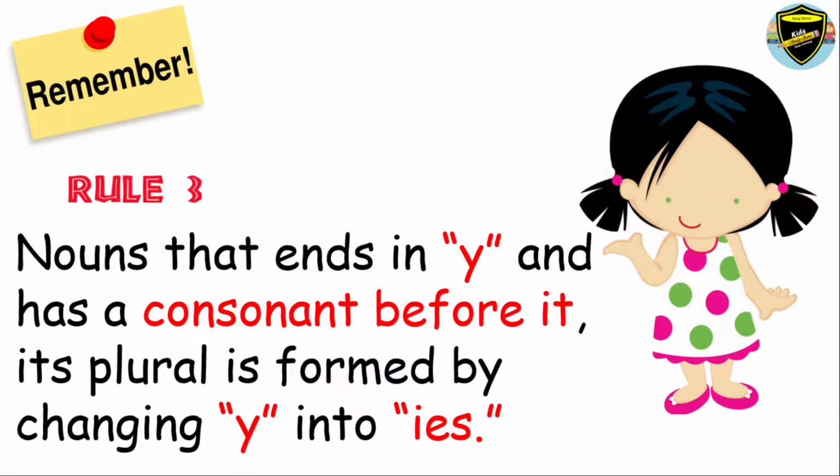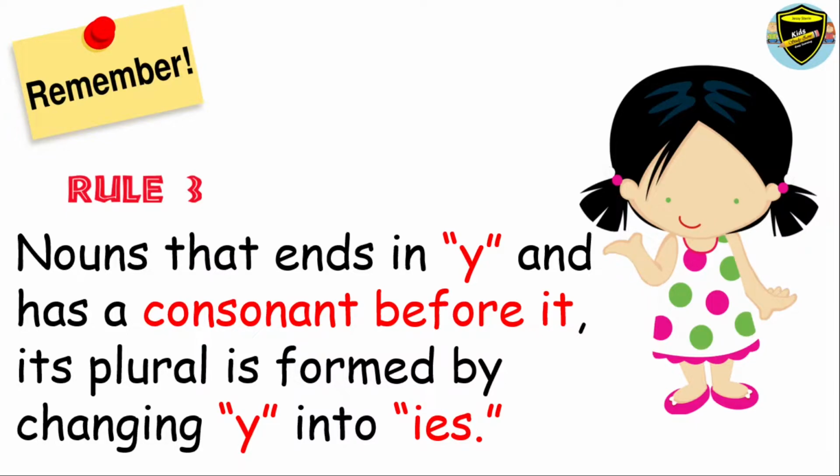Nouns that end in y and have a consonant before it, its plural is formed by changing y into ies. Children, you need to remember we studied about vowels and consonants. You know, there are 26 letters in English alphabets, out of which 5 are vowels, namely A, E, I, O, U, and the remaining 21 are the consonants.